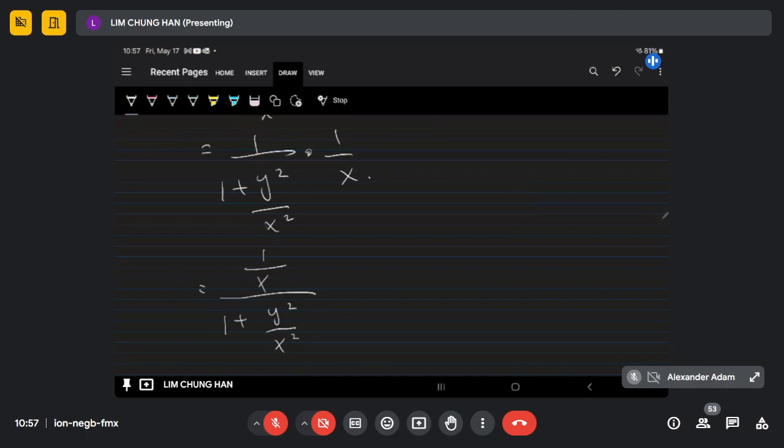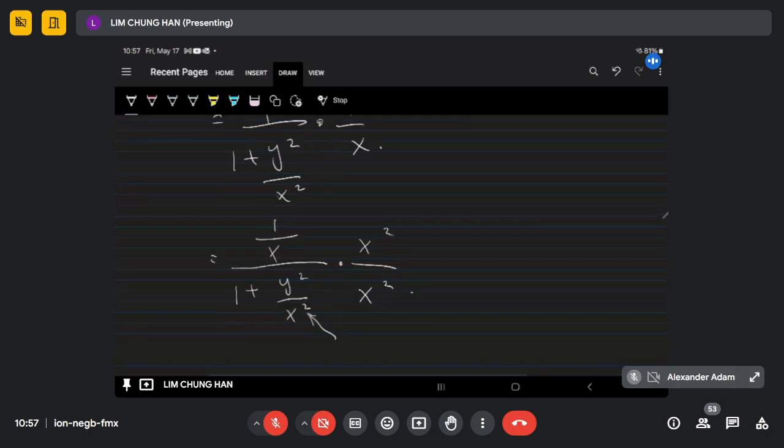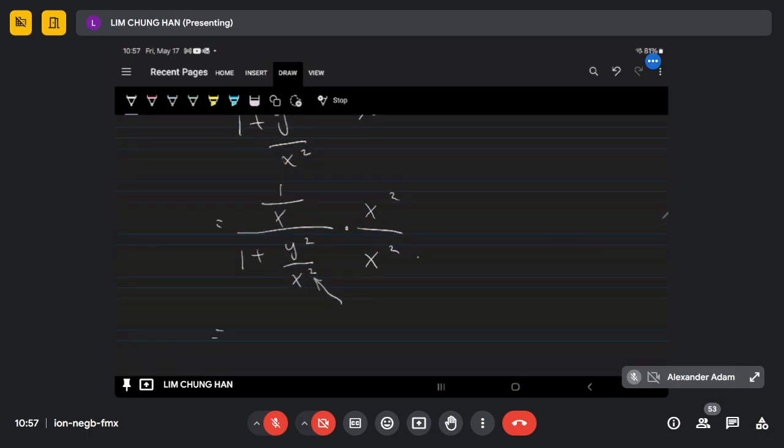Okay, you can write it like this. So what you can do actually is multiply with the biggest denominator. The biggest denominator is x squared. So you multiply the top with x squared, you multiply the bottom with x squared. You see what I'm doing?